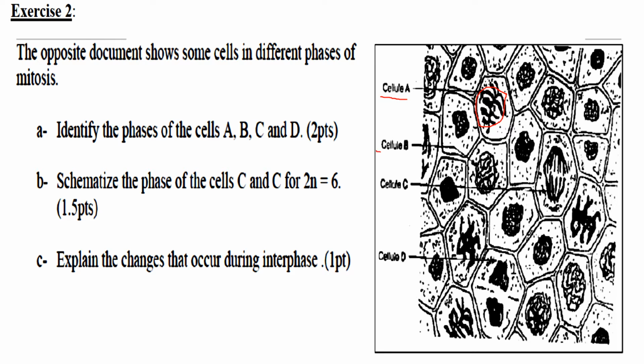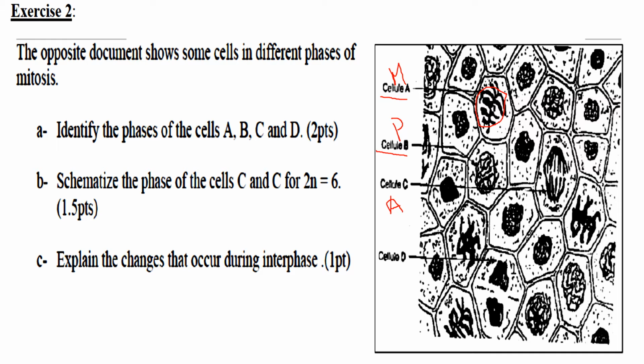Cell B, we can see that the chromosomes are out of the nucleus. We have lost the nuclear membrane and they are being condensed. So this is prophase. Cell C, we have polar ascension. As you can see, the sister chromatids are separating toward opposite poles. So this is anaphase. And cell D, we have two daughter cells, and this is a plant cell.